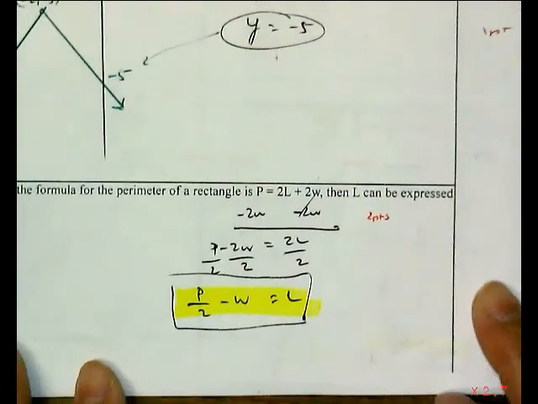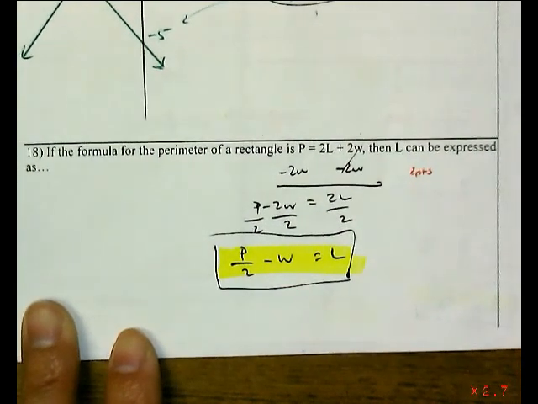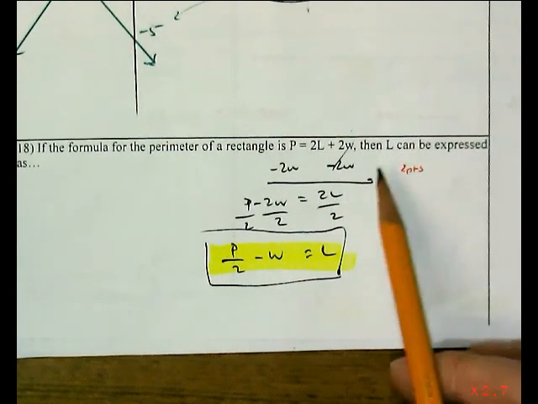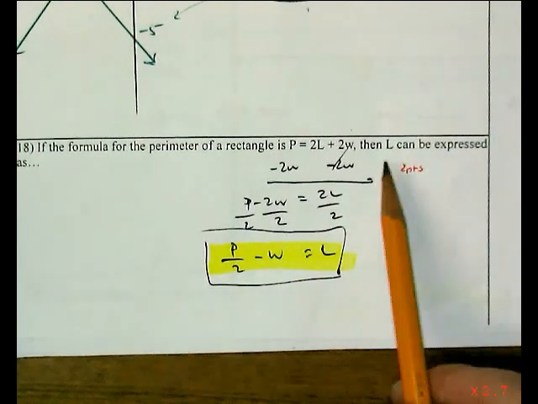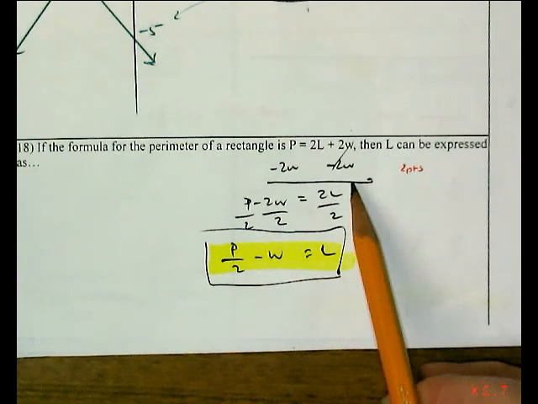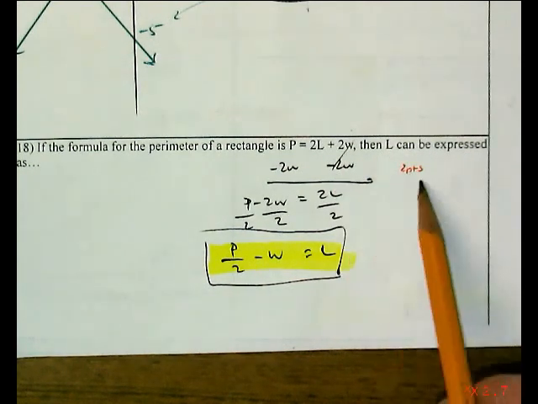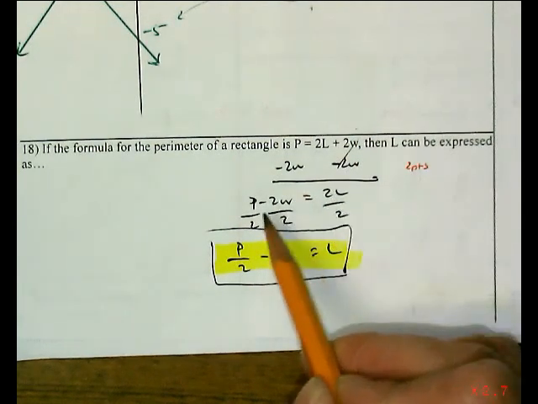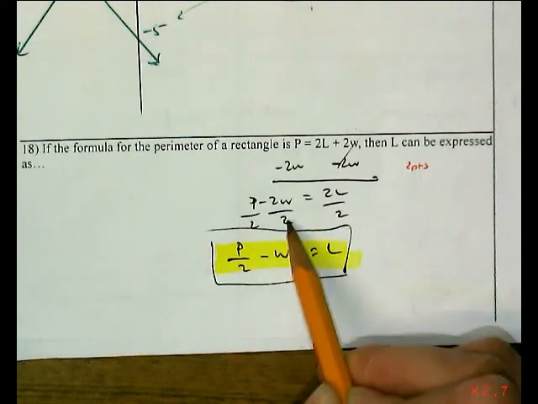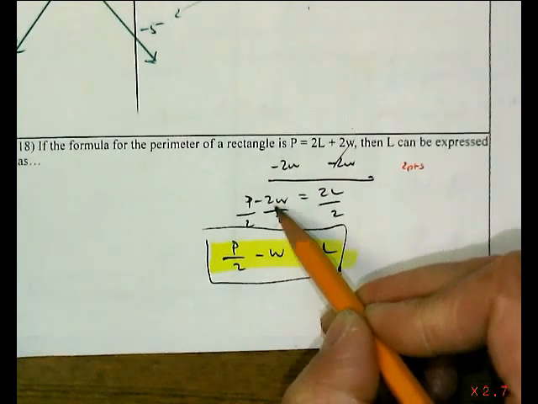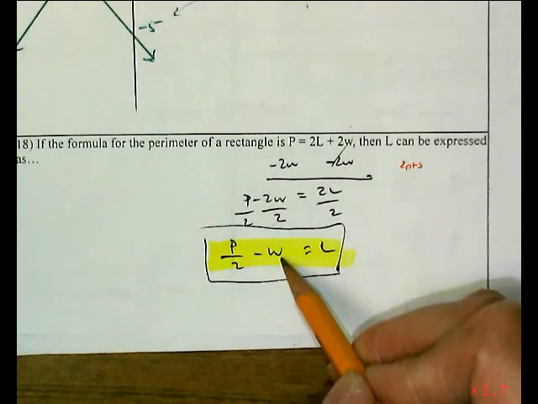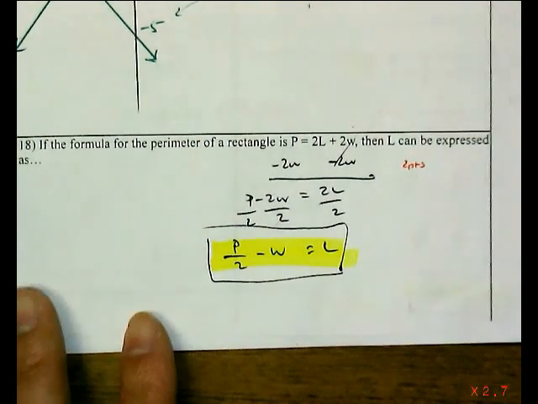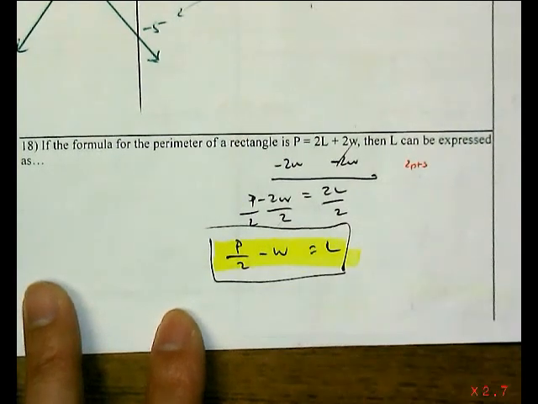Question number 18, 3 weeks in a row: the formula for the perimeter of a rectangle is P equals 2L plus 2W, then L can be written as, or another way of saying that is solve for L. If you subtracted 2W in the beginning, I give you 2 points. Here, when you're dividing by 2 on both sides, you're dividing by everything on the left side. That's why a lot of you guys are not simplifying here. That'd be a negative W. But here it's P divided by 2. So if you were missing the 1/2 there, I give you maybe 3 out of 4 points.